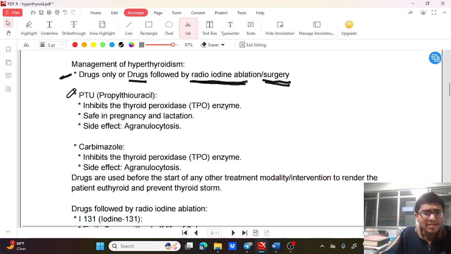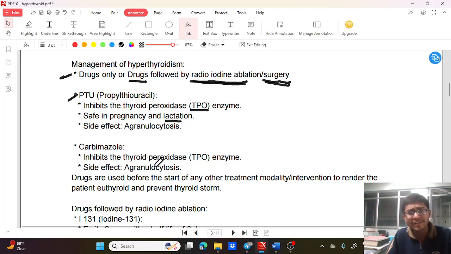So what are the common drugs? Commonly used drug is propylthiouracil, that is PTU, which inhibits the thyroid peroxidase TPO enzyme, which helps in making the thyroid hormone. And this drug is safe in pregnancy and lactation. Then the second one is carbimazole. It also inhibits the thyroid peroxidase enzyme.